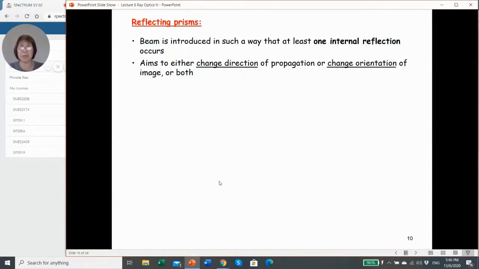In reflecting prisms, the beam is introduced in such a way that at least one internal reflection occurs.